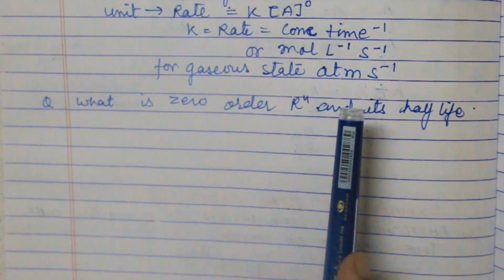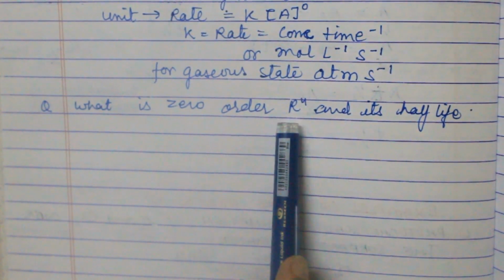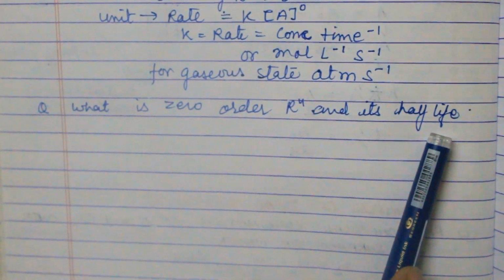So my question for today is: what is a zero order reaction and its half-life? Thank you.